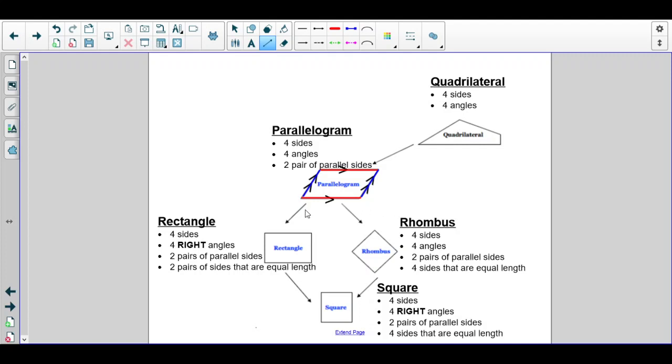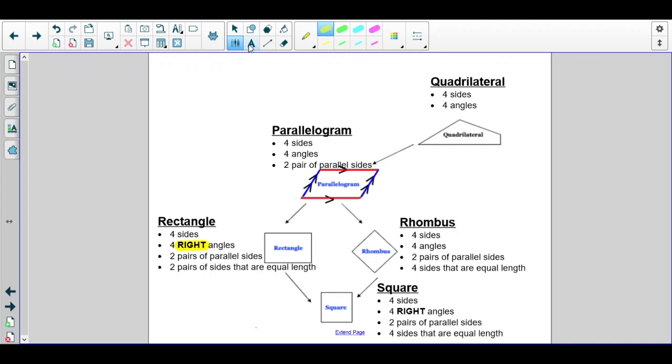Then we're going to make a little split here in our family tree. So let's go with what we're familiar with, the rectangle. It's going to have the same properties. Four sides, four angles, four right angles. All right, and so this is very important.